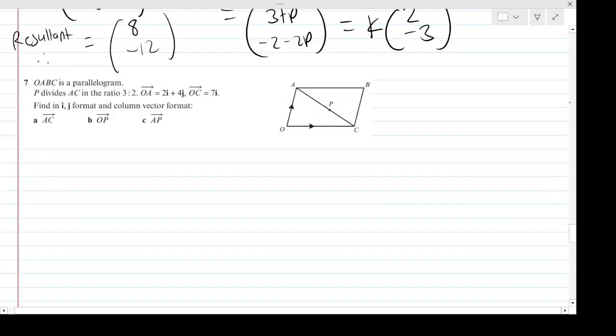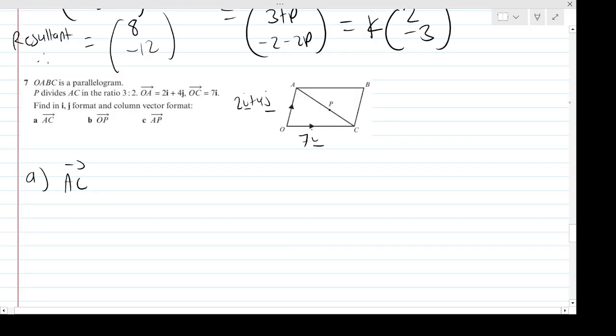Okay, so let's go back to this question then. We first need to find AC. But firstly, I've got some information, right? I am told OA, which is this vector there, is 2i add 4j. So if I add that in. There we are. And OC is 7i, right? There we are. We're also given that P divides AC in the ratio 3 to 2.